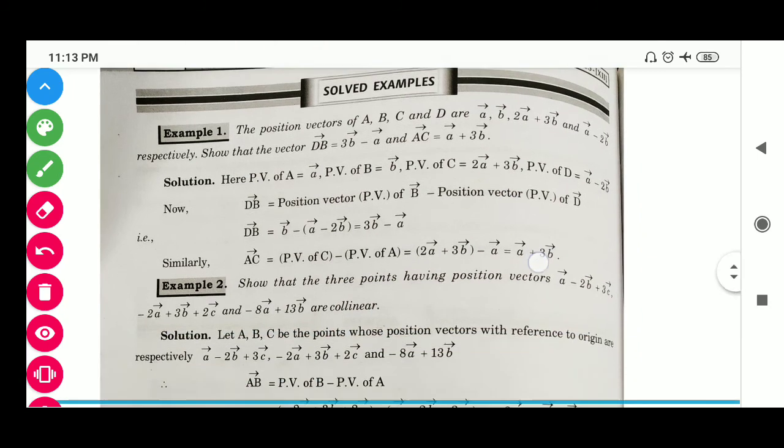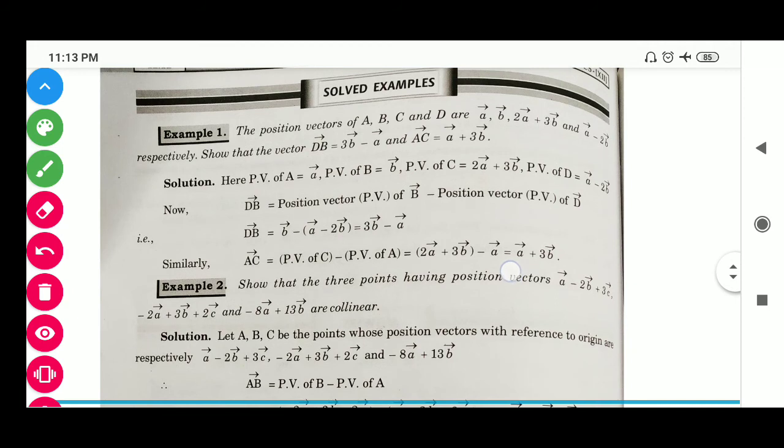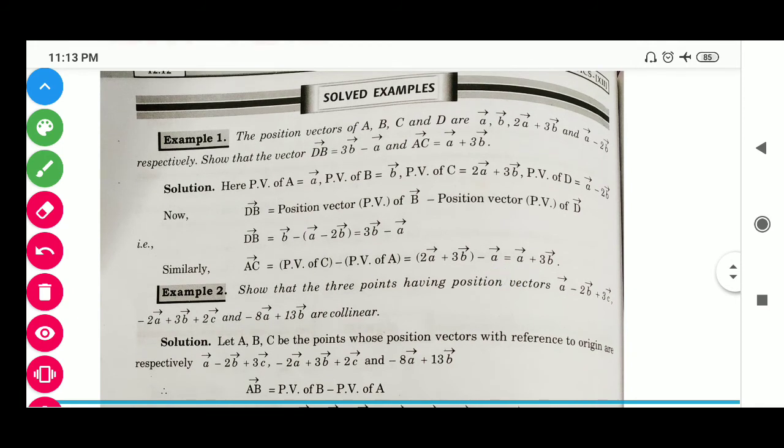Example number 1 is: the position vectors of A, B, C, D are given. Show that the vectors DB and AC are this. Here the answer is given in this statement. We have to just show that. Students, at the beginning of this video, I explained the position vector. So by using the same method, same formula, we will calculate this one. This exercise is very easy.